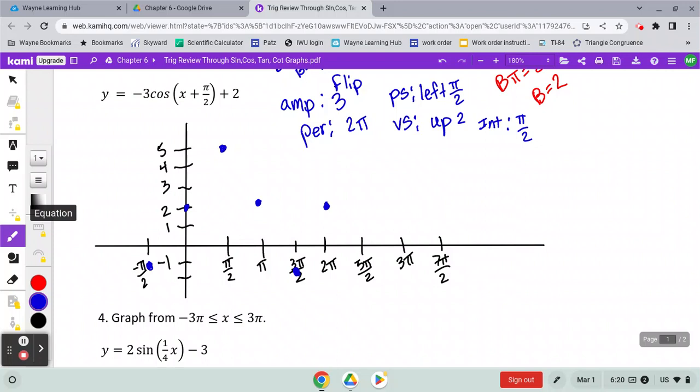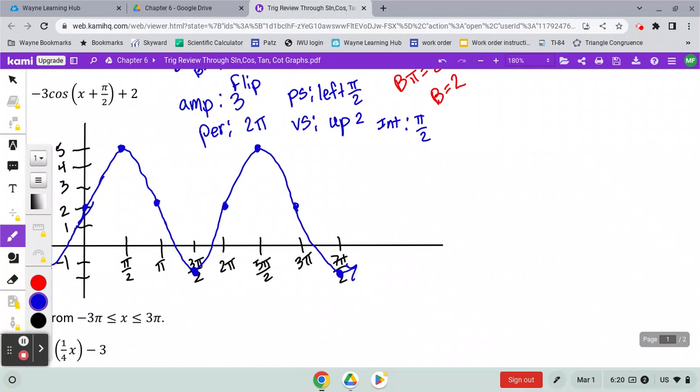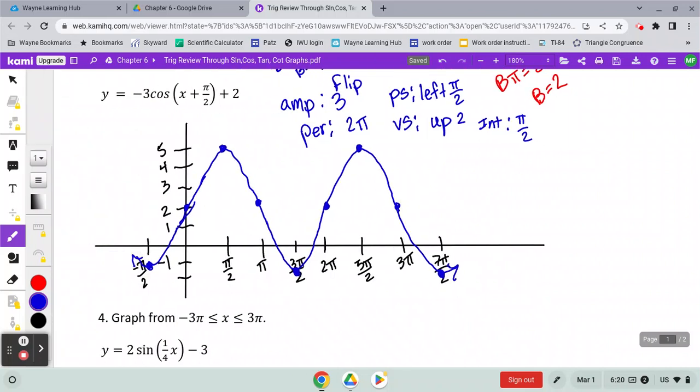All right, so now at 5 pi over 2, we go up here, 3 pi is right here, and finally back down at 7 pi over 2. So now we draw this in. Do your best to kind of add some curve to it. It's not going to be perfect. That's okay. Just do your best. So we draw that in, and it's going to curve back up, and there we go. Oops. That is our first one: -3 cosine of (x plus pi over 2) plus 2.